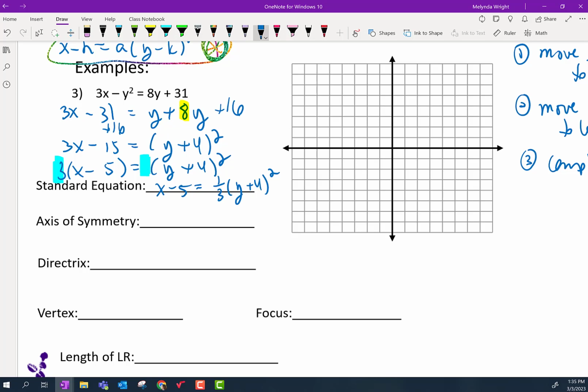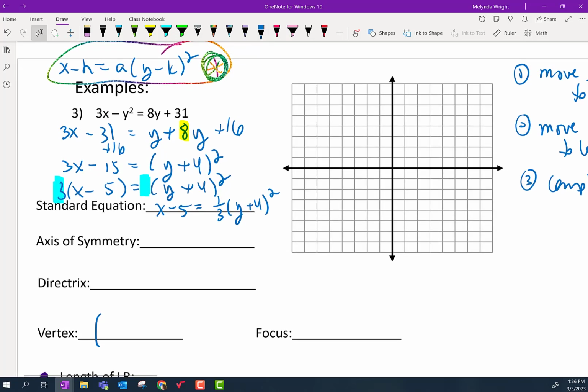My recommendation is for you to read the vertex out of this problem and write it right here and just plot it. The vertex is always opposite. So the one, remember I told you was HK? See how H has got the subtraction right in front of it? K has got the subtraction? H is 5, K is negative 4. 5 and negative 4, thank you.